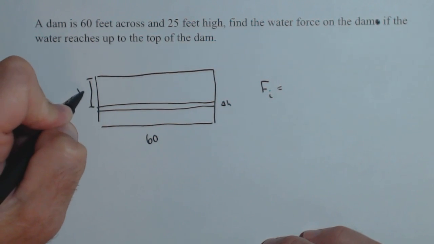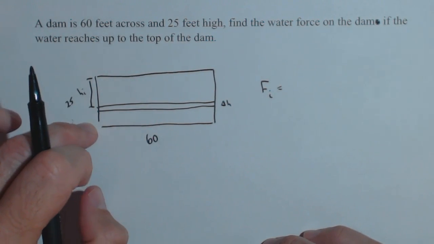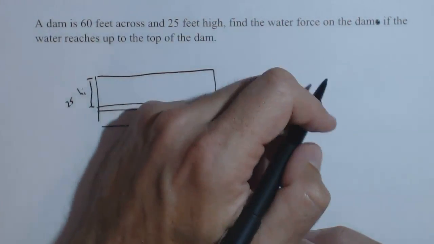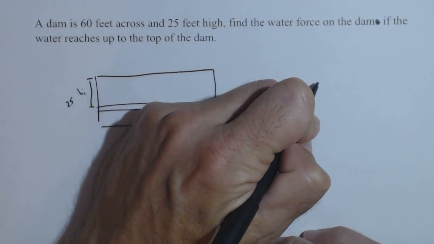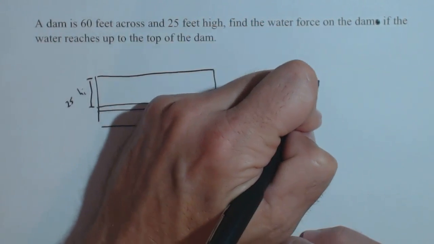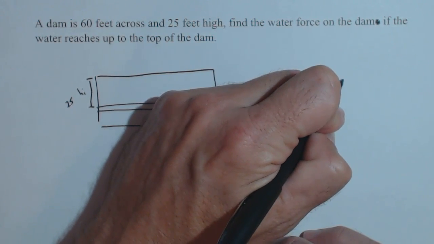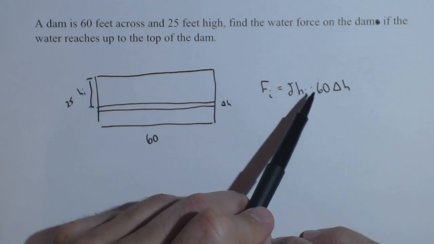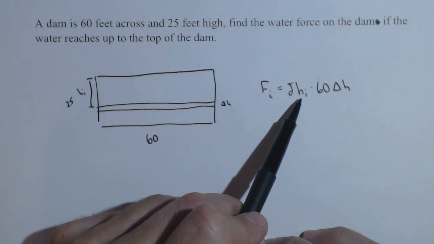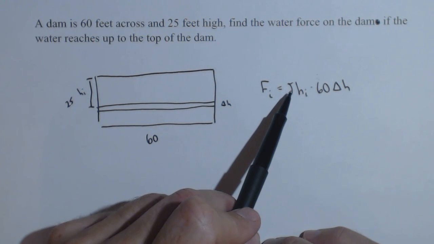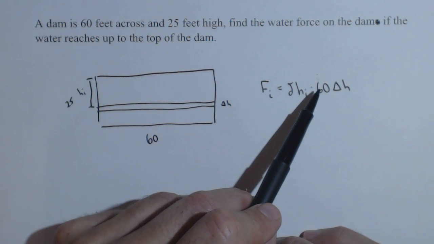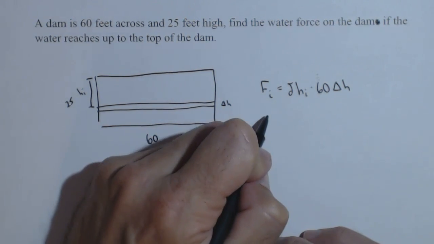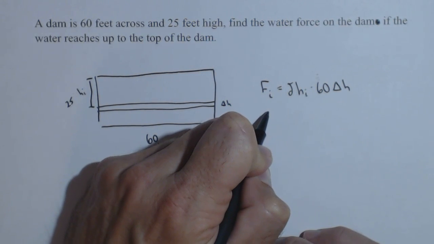So let's say H sub I is this way just to make it a little easier. So that's now our depth. So the force on the ith slice is delta H sub I times the area, which is 60 delta H. So here we got the pressure, which is the amount of pressure on some single point, which is the depth times the density of water, and then multiplied by the area will give us the total force on that ith slice.